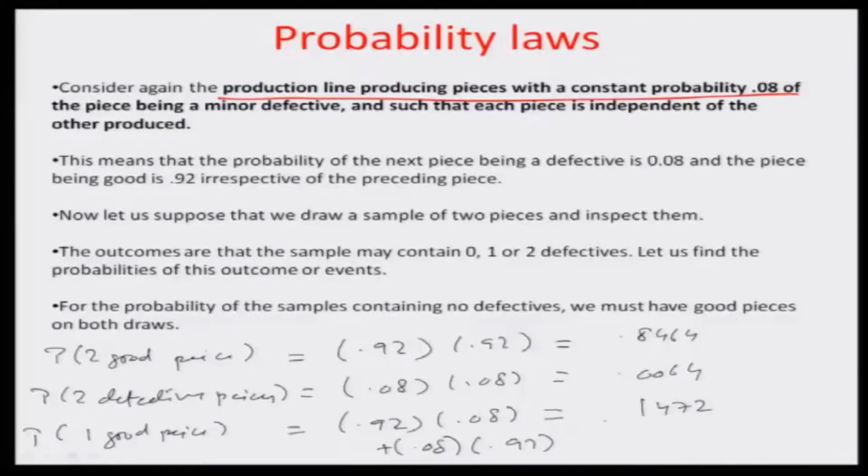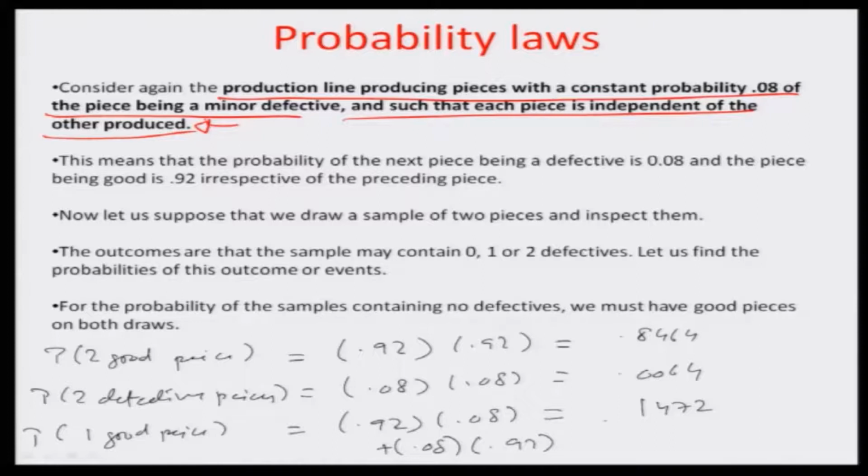So, having said that, there are certain laws of probability that we may need to discuss here, because we will start calculating probability in about a few minutes. So, consider again the production line producing pieces with a constant probability of 0.08 of the piece being a minor defective, and it is such that each piece is independent of the other produced.